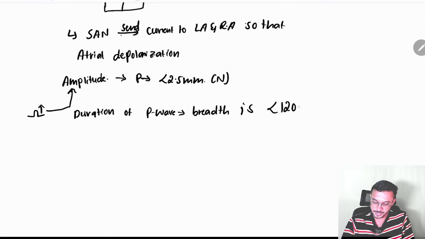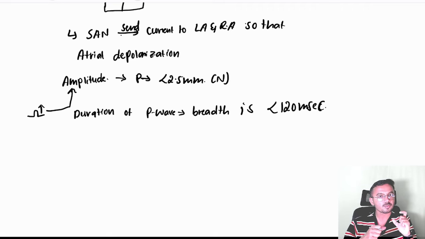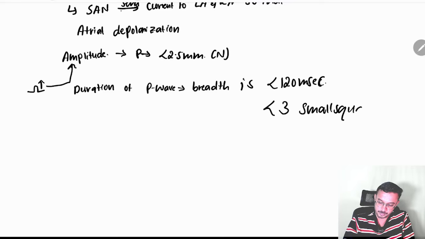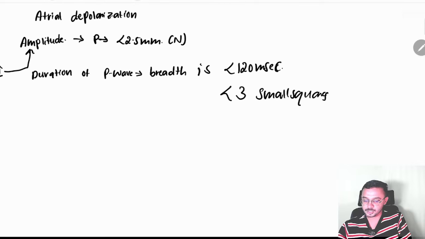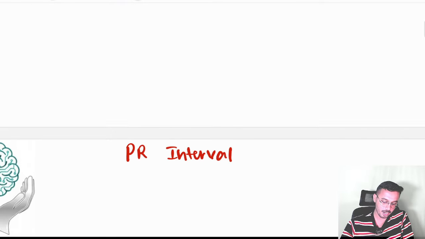Less than 120 milliseconds means it fits into fewer than 3 small square boxes. Each small square is 40 milliseconds, and multiplied by 3 that gives 120. So why should you know about these small squares and boxes? Because we'll be studying narrow QRS and broad QRS, and that's why this is very important. So this is about P wave abnormalities.